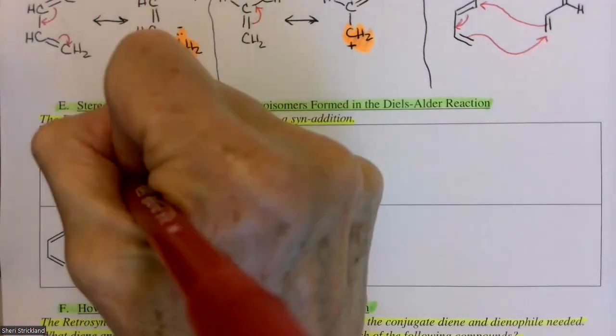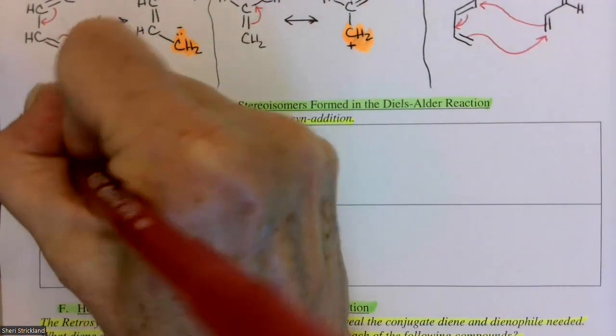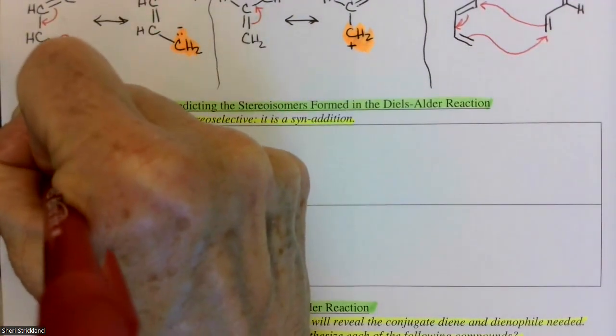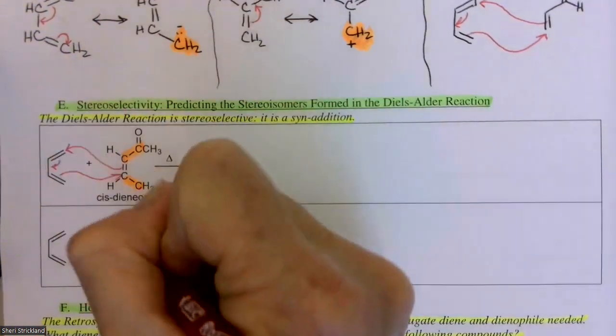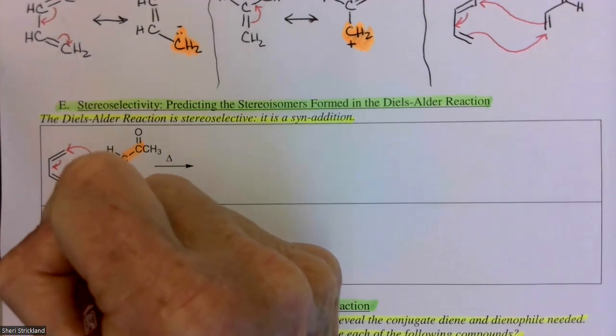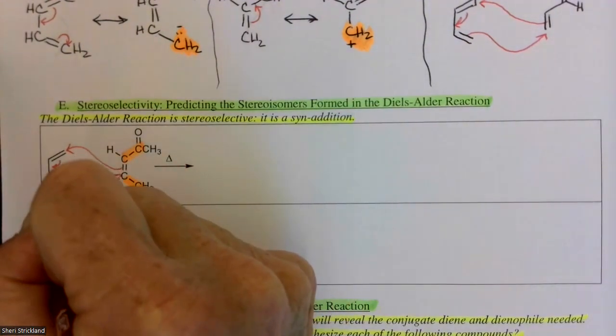So if you do the electron movement, and since a Diels-Alder reaction only has one step, you can all the time just do the curved arrows if you want to. You don't have to, but it just helps me to keep my place.